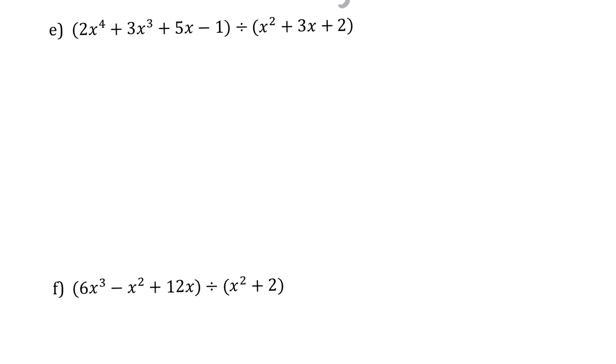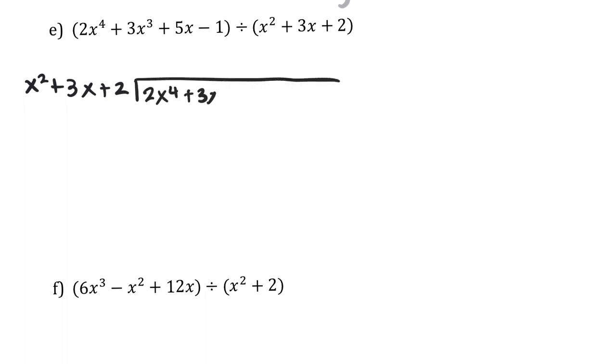Okay, let's look at E. x squared. I'm going to set it up. Let me make sure I'm not missing a term this time. 2x to the fourth, 3x to the third. Oh, I'm missing the squared, so let me put 0x squared. Okay, do I have it? Yep. And again, if you're feeling confident, go ahead and work ahead and then forward to the answer.